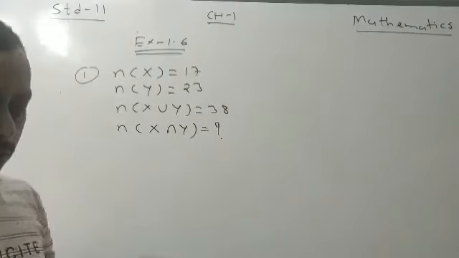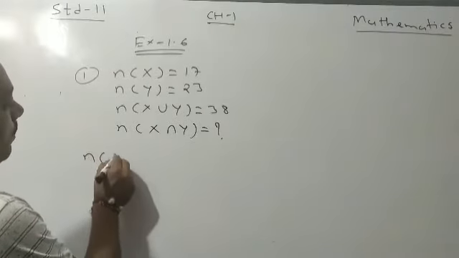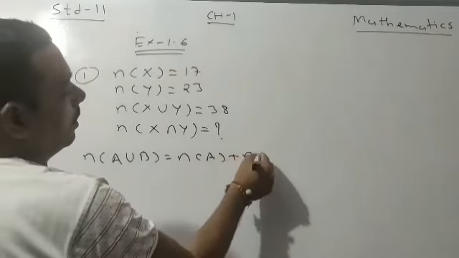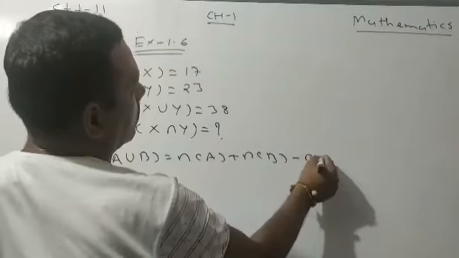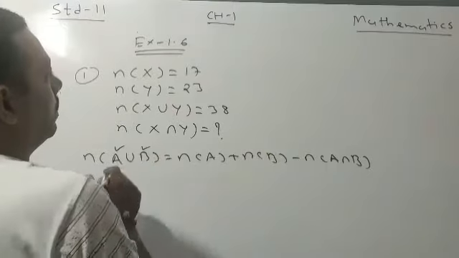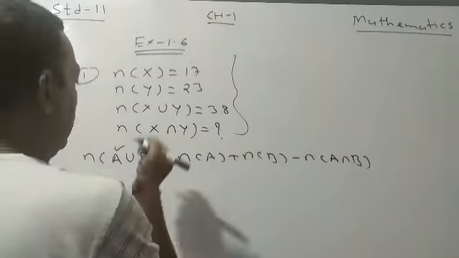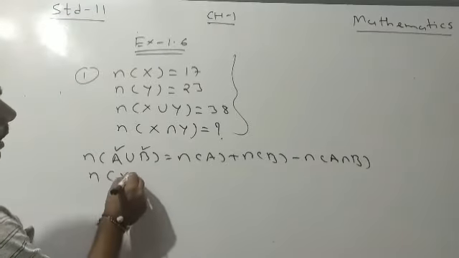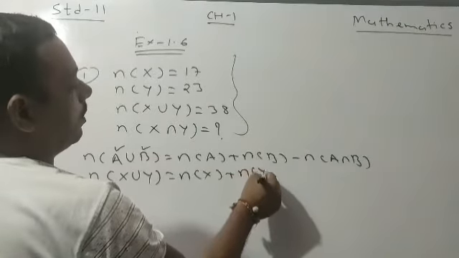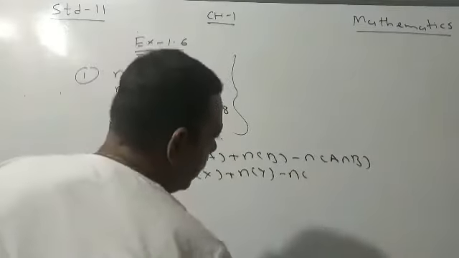Now we know very well the formula, I will write one formula. The formula of n of A union B is equal to n of A plus n of B minus n of A intersection B. Instead of A and B, they ask the whole question in terms of x and y. So we will write the same formula in terms of x and y. Now n of x union y is equal to n of x plus n of y minus n of x intersection y.